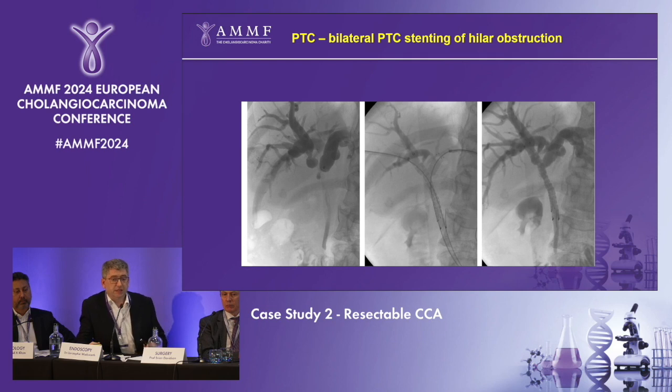This just illustrates a PTC approach. This one shows that wires have been placed through both the right and the left liver, down through the stricture, and then stents have been deployed to achieve drainage from a percutaneous approach. And that's often a very effective way of achieving palliative biliary drainage in unresectable cholangiocarcinoma.